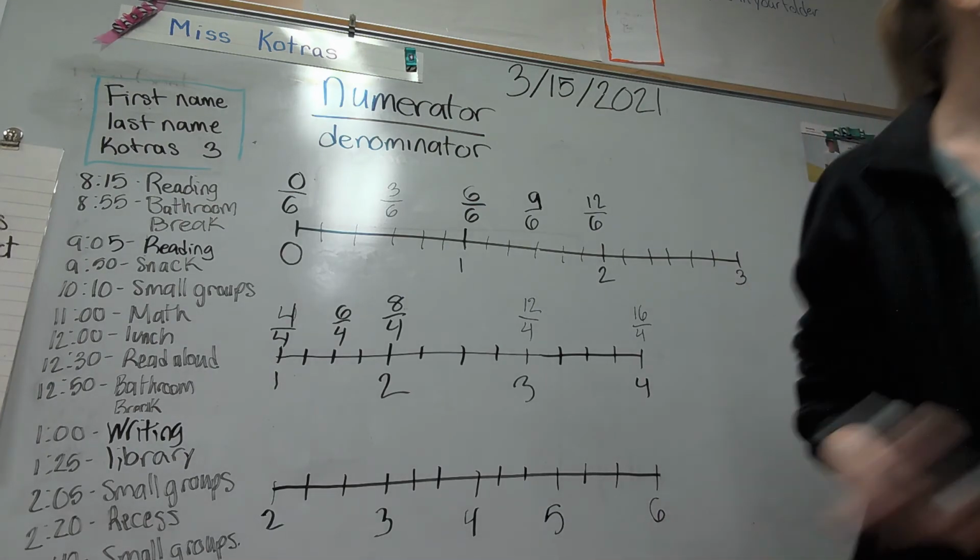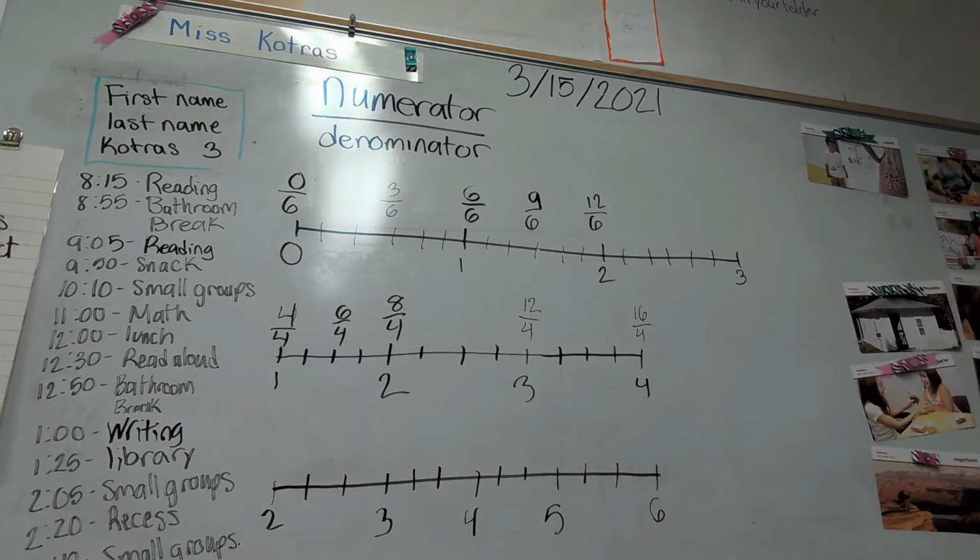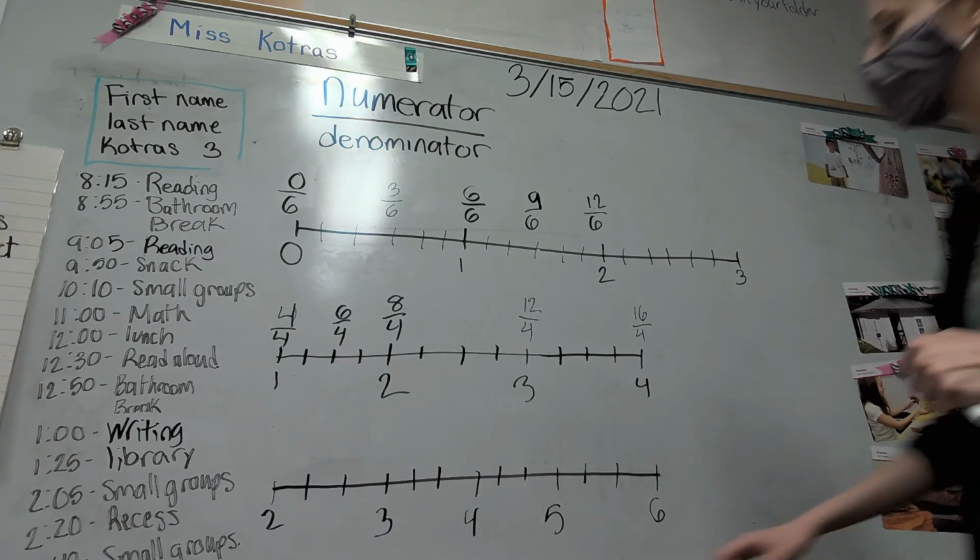Remember to try to make them evenly spaced. I think it's supposed to be 8 lines total, so that there are 3 sections between each whole number.